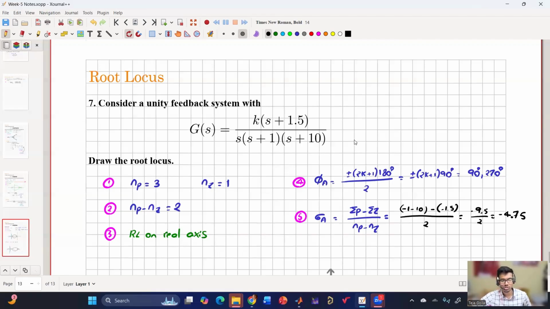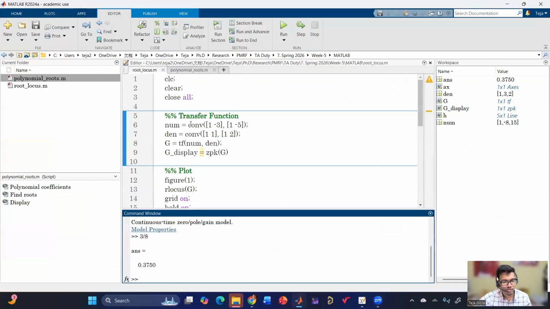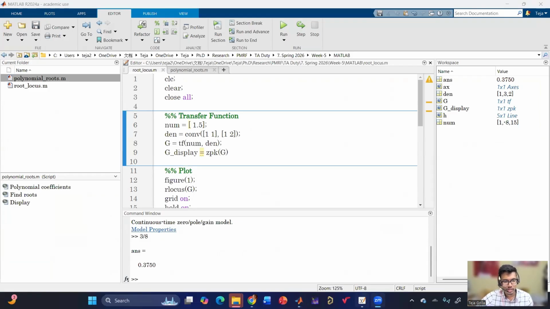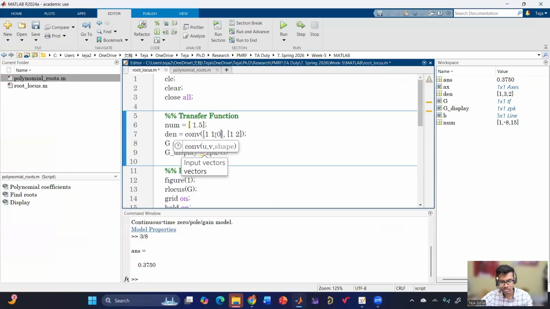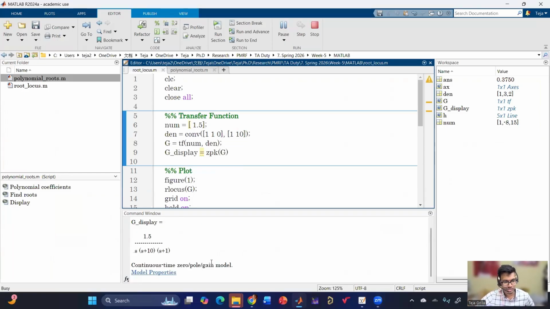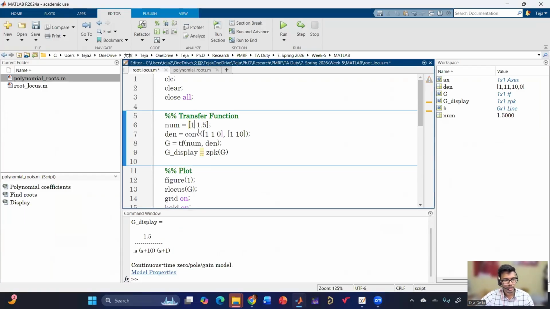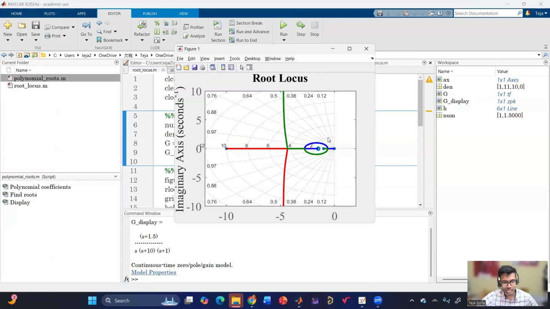Yes. Okay. Let us also plot it in MATLAB. So we have numerator s plus 1.5, and the denominator we have s. I'll combine two: s square plus s, that is s square plus s plus 0, and the other is s plus 10. So let us first check whether the transfer function is correct or wrong. 1.5. So it is not 1.5, it is s plus 1.5. So I made a mistake. Sorry. s plus 1.5, s into s plus 1 into s plus 10. So let us check.